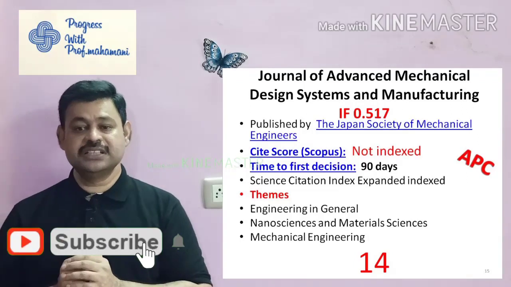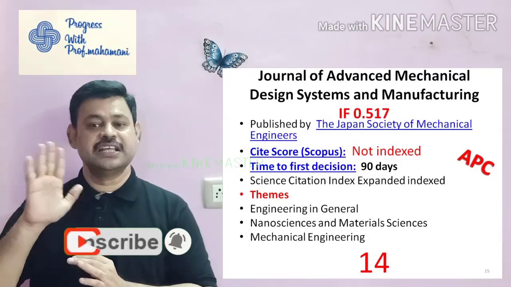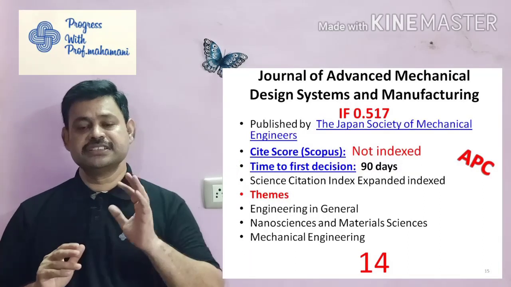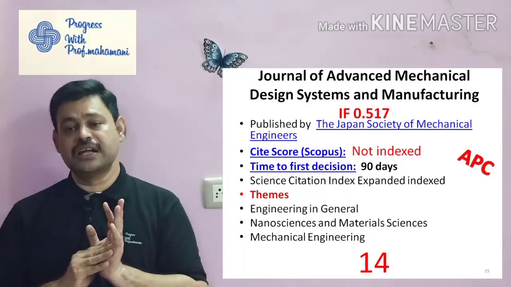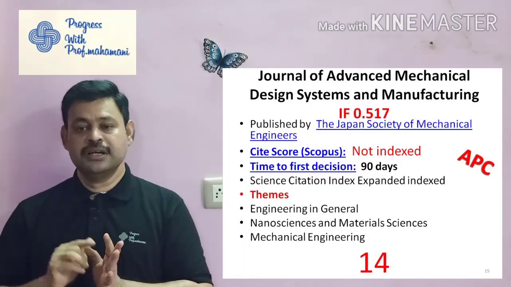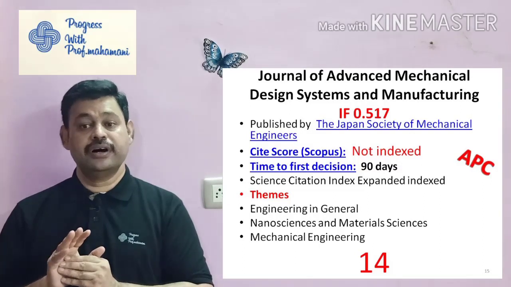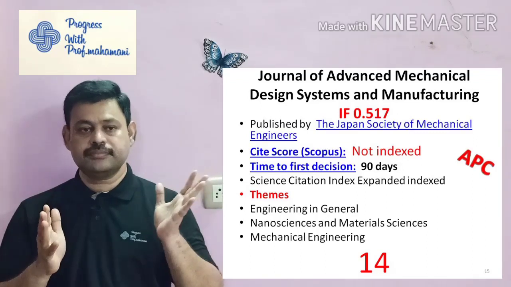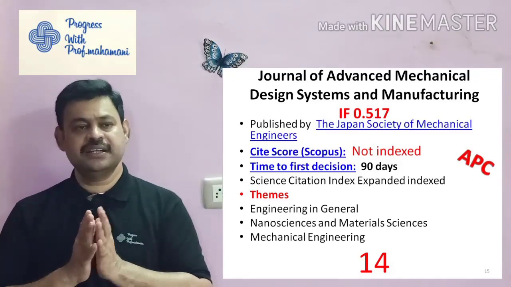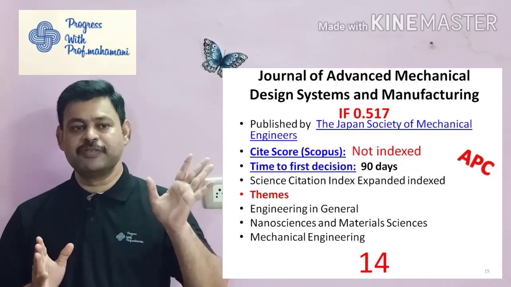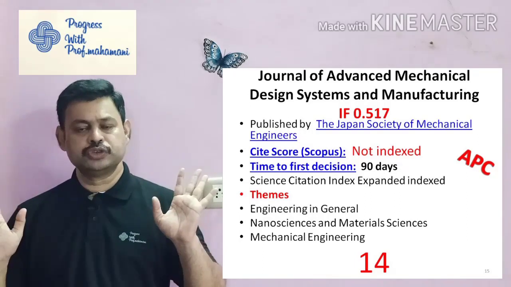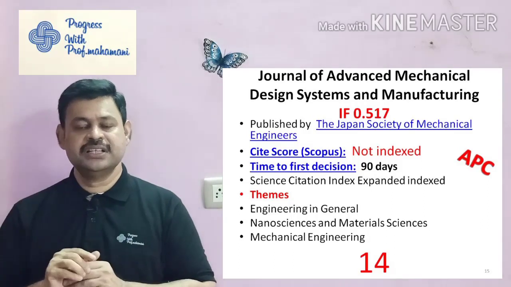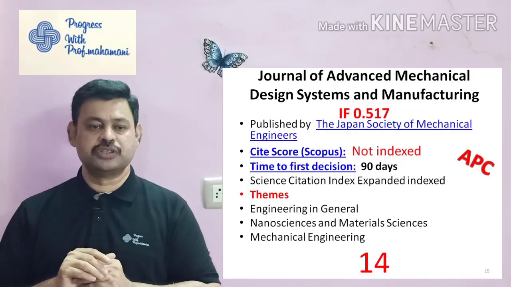So the theme for this journal is engineering in general. Any topics in engineering they are accepting. Then nanoscience and material science, mechanical engineering, these are all the major areas. So a mechanical engineer can send a paper to this journal. But the only problem is the APC. When compared to Scopus, the Web of Science indexing is considered good. You have Web of Science indexing, SCIE indexing, and an impact factor, so you need not bother about the Scopus score, you can submit. But the only negative aspect for this journal is that it has an article processing charge.